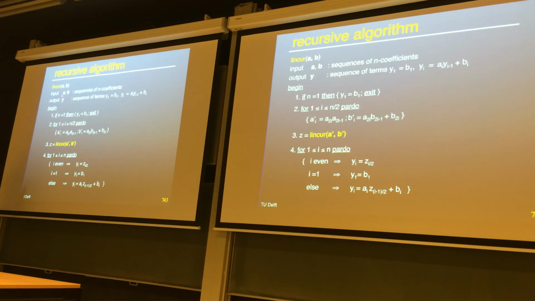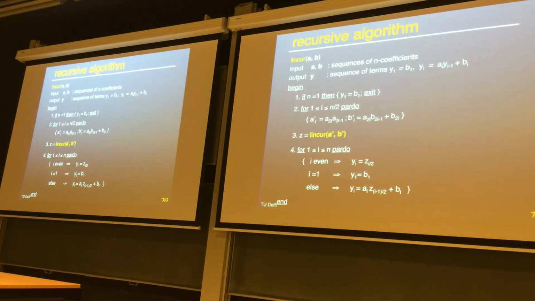And how to find the original terms? Well, if I is even, then this yi equals zi divided by 2. If it's odd, if it's equal to 1, then find it immediately, and else perform a post-processing step.